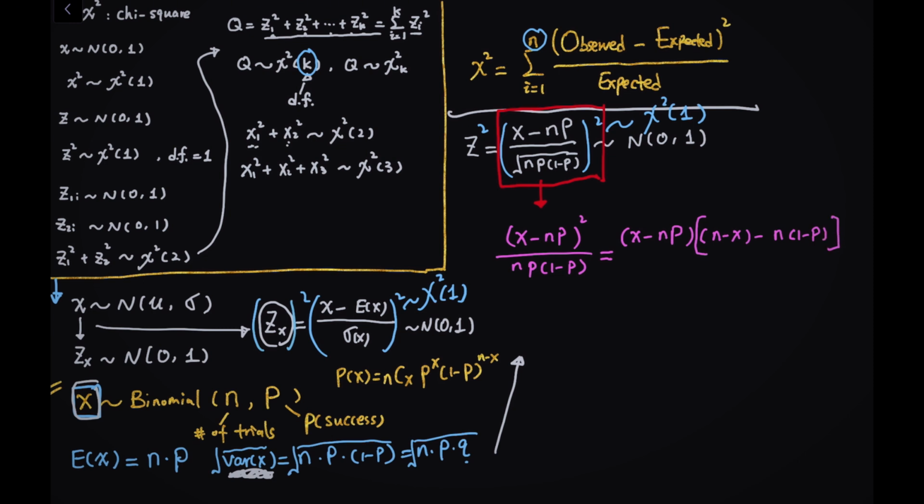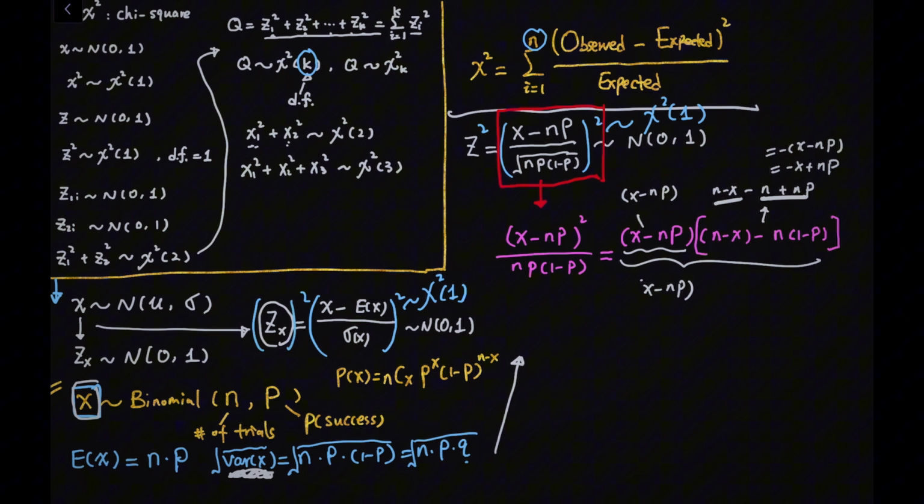So look at what's inside. So this N minus X minus N plus NP. You can cancel out N. You get this negative X plus NP, right? Which is negative X minus NP. And this term equals X minus NP. That makes sense? This whole thing equals X minus NP times NP minus X divided by NP times 1 minus P.